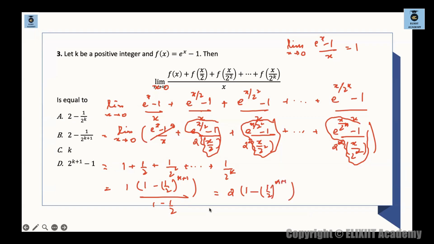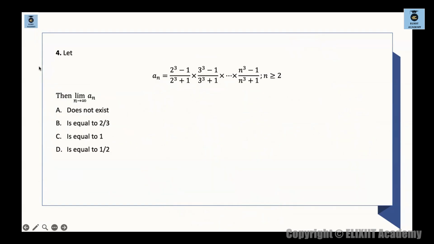So that's basically 2 times 1 upon 1 minus 1 upon 2 raised to the power of k plus 1, and again you multiply with a 2 over here, so that's 2 minus 1 upon 2 raised to the power of k plus 1 minus 1, so that's basically 2 raised to the power of k only. So 2 minus 1 upon 2 raised to the power of k, option A must be correct.